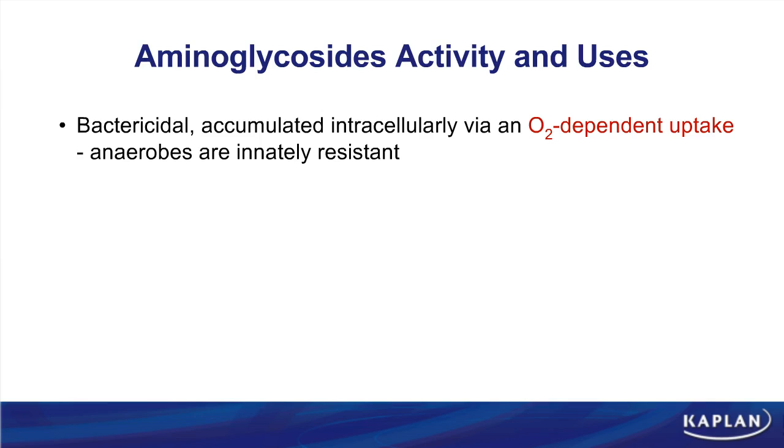When we look at the activity and uses for aminoglycosides, we have to start with how these drugs get into the bacteria. It turns out that they are bactericidal, and they're actually unique among the protein synthesis inhibitors. They're the only group of protein synthesis inhibitors that are bactericidal. The remainder are actually bacteriostatic. In order to get into the bacteria, aminoglycosides need oxygen because they go through an oxygen-dependent uptake system. That means in low to no oxygen environments, these drugs are never going to be effective. Anaerobes are resistant.